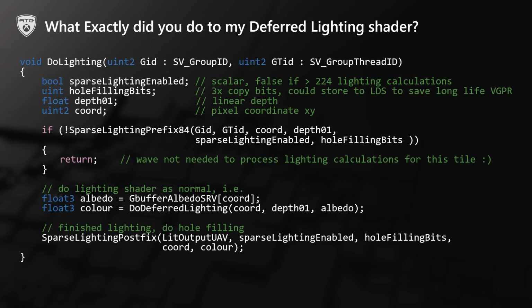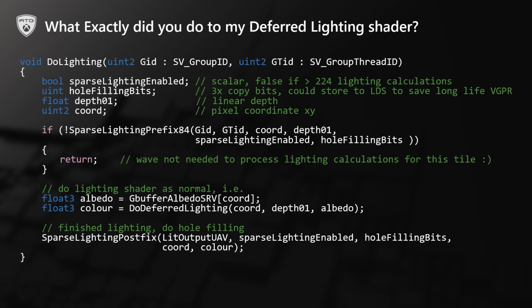So this is what your deferred lighting shader will now look like with this modification. At the very beginning of it, we have this call to the sparse lighting prefix function. As I mentioned, this is obtaining the coordinate to light, the XY coordinate. It's obtaining depth, and then we have this boolean, which is a scalar for whether sparse lighting is enabled, and this sparse data, which is the 3 copy bits. So we call this function. If the wave or thread has nothing to do, we return. So this is the all-important optimization when an entire wave can return out and not proceed.